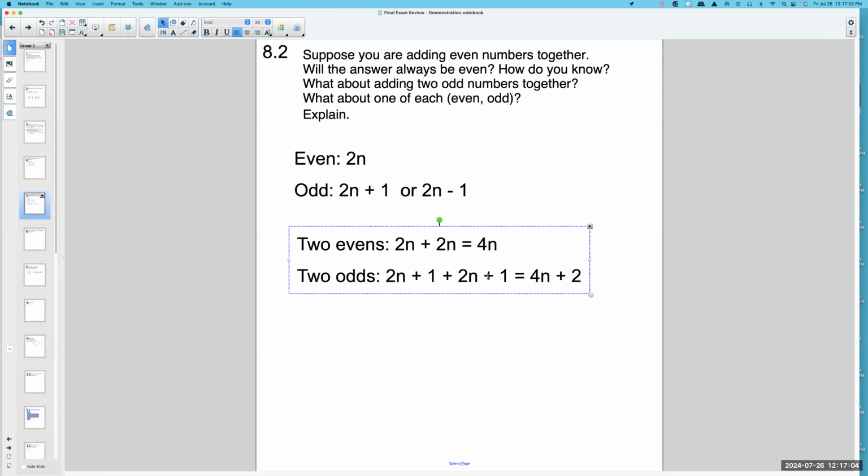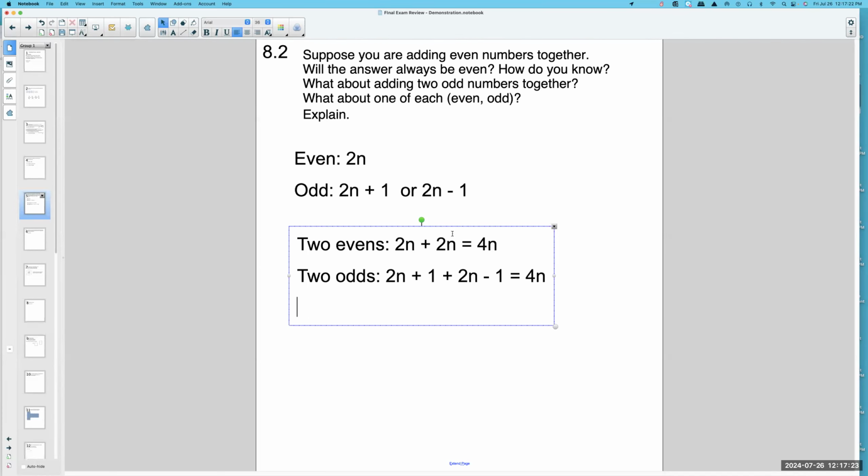Or this is kind of a neat way to do it too. Since an odd number is 2n plus 1 or 2n minus 1, if I do it that way, the 1 and minus 1 cancel out. And I get 4n again, which is just like two evens.